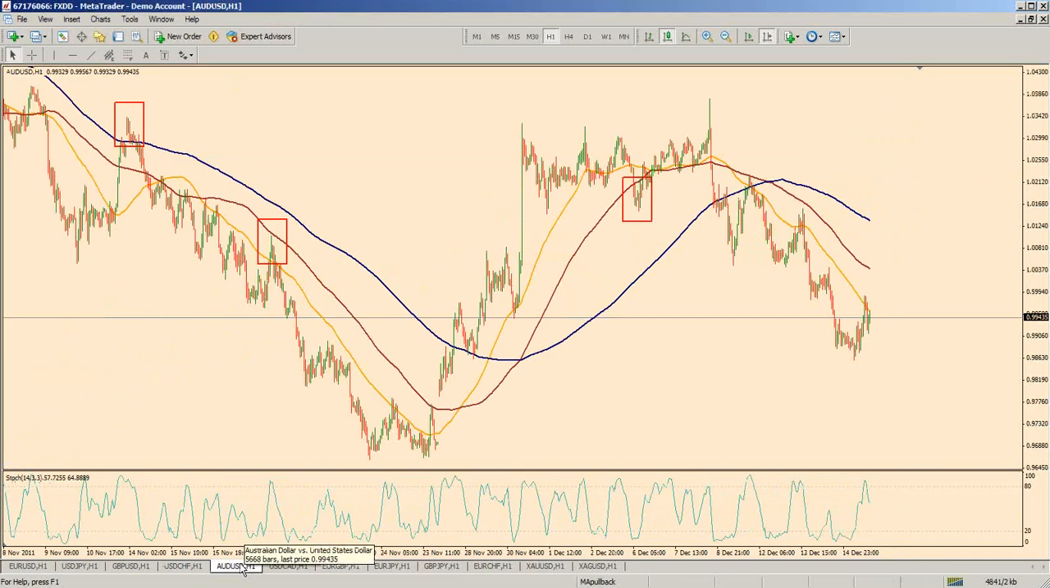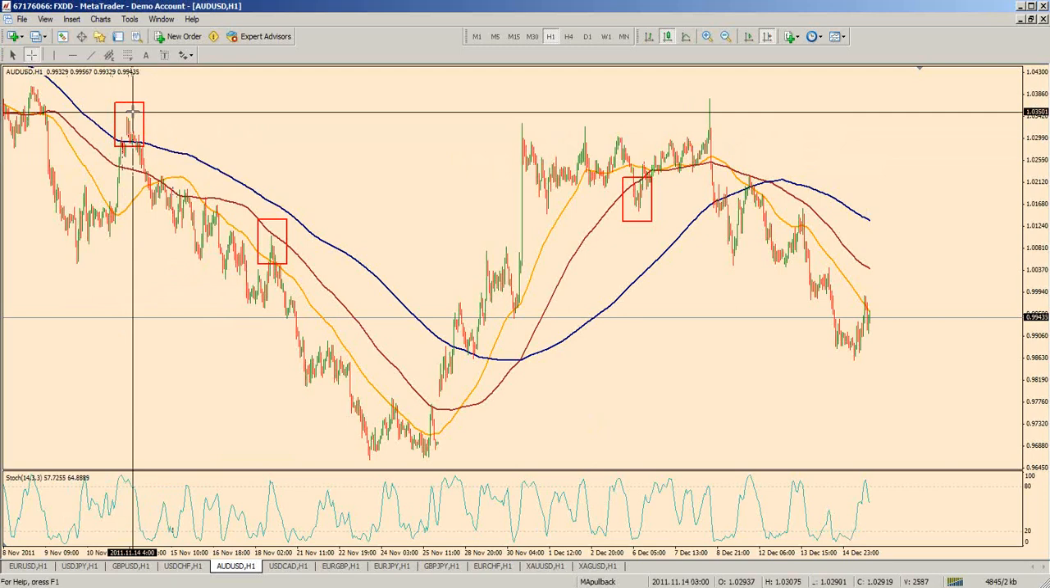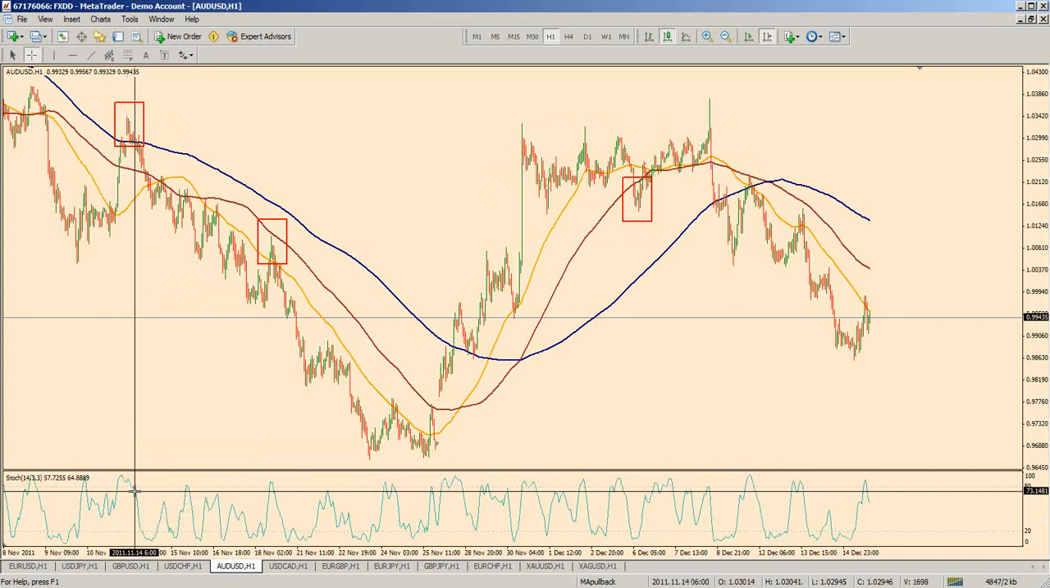Okay, let me show you a couple others. This is Aussie dollar, hourly chart once again. Same thing here. This is a good one. Okay, a deep pullback, correct order moving averages, deep pullback above the 100 period simple moving average, go short on this cross, and then we've got good risk reward right there.